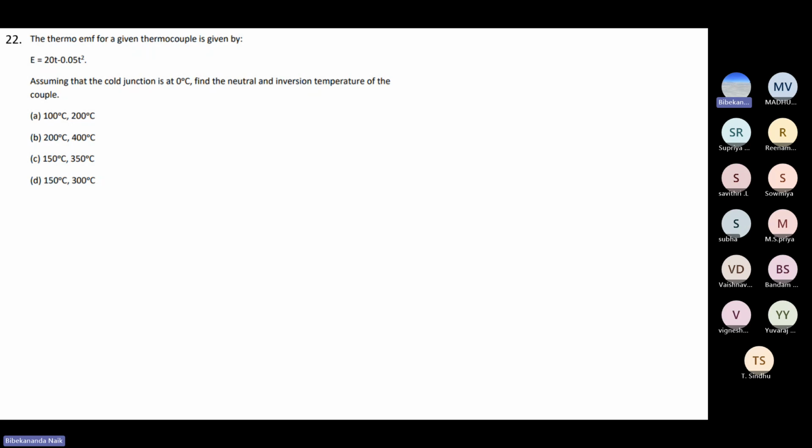What is neutral temperature? The temperature at which the thermo EMF is extremum, that is dE by dT is equal to 0. And what is inversion temperature? The inversion temperature is where E equals 0. So the temperature at which the first derivative of E with respect to T equals 0 is called the neutral temperature, and the inversion temperature is where E is equal to 0.